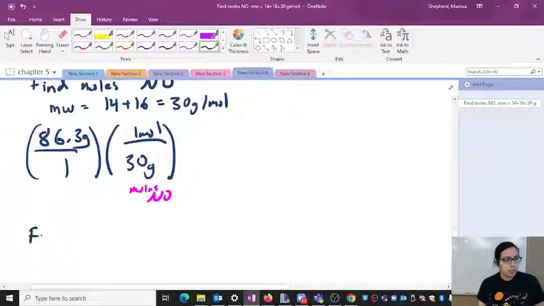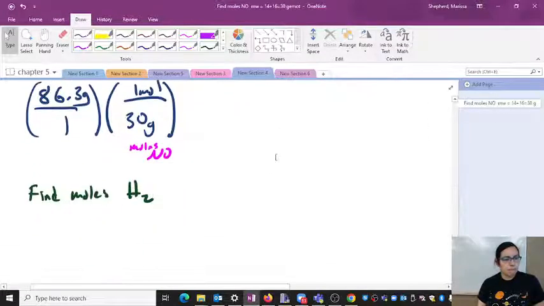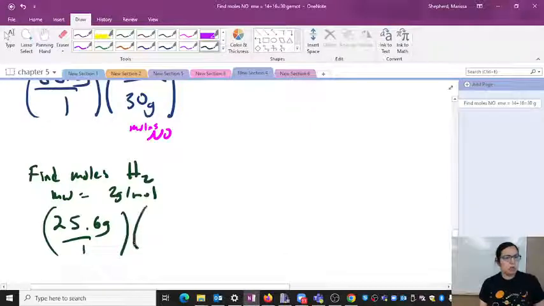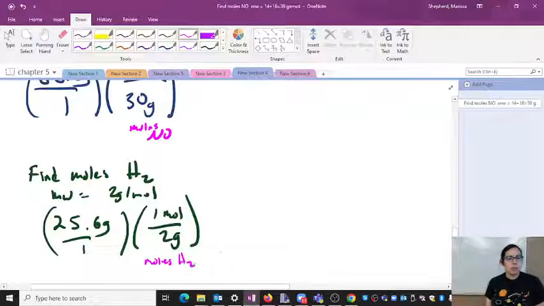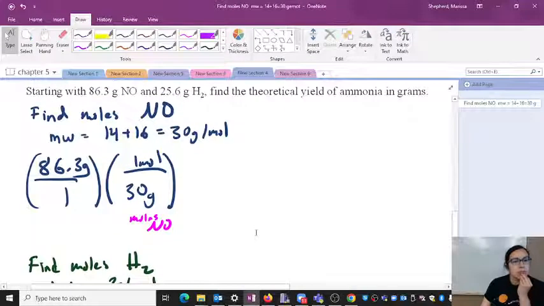Wait, isn't it? No, never mind. So find moles of H2, and our molecular weight is 2 grams per mole. So we'll set up our dimensional analysis, so 25.6 grams of hydrogen divided by its molecular weight. So now this would give us moles of H2. So where do I go from here?